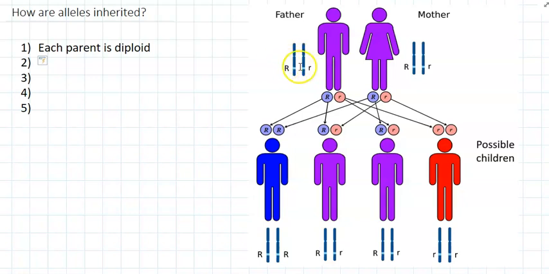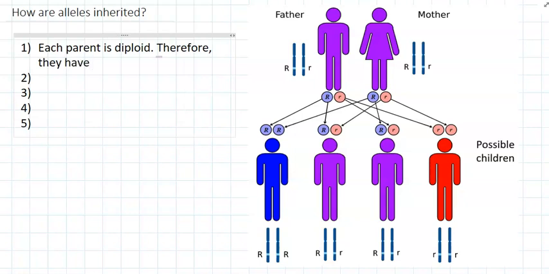So in this case, the father has one variant of that gene, which is called the capital R allele, and he's also got the small r allele. But they're still the same gene, they're just different forms of the same gene. So each parent's diploid, so therefore they have 2 alleles of each gene. And it's the same for the mother too. So she's got 2 different alleles as well in this particular gene.